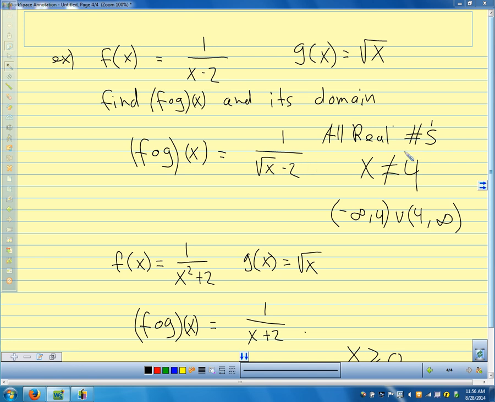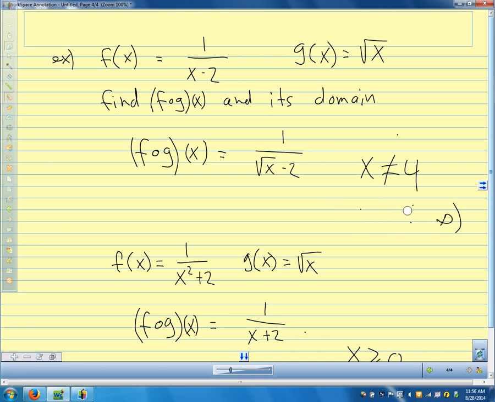So we're going to say x does not equal 4. And we're going to take away this interval, right? So x can't equal 4, we know that. But what else can x not equal? Negative numbers. So x greater than or equal to 0, and x cannot equal 4. Good catch.